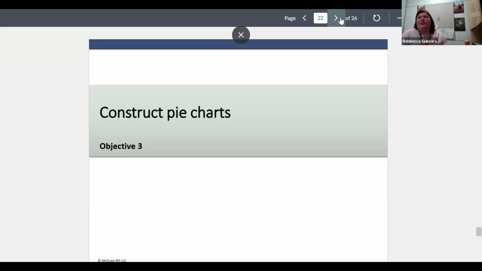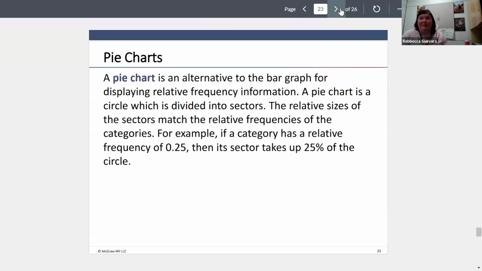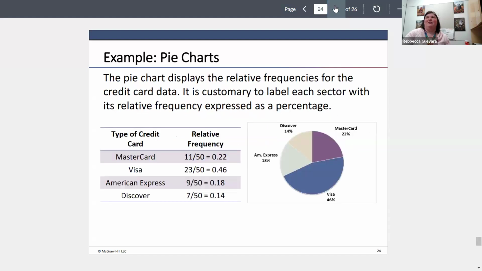A pie chart is an alternative to the bar graph for displaying relative frequency information. We don't usually use it for frequencies, we use it more for relative frequencies. A pie chart is a circle which is divided into sectors. The relative size of the sector matches the relative frequency of the category. For example, if a category's relative frequency is 0.25, or a quarter, then it's going to take up 25% of the circle. We can determine that size based on degrees.